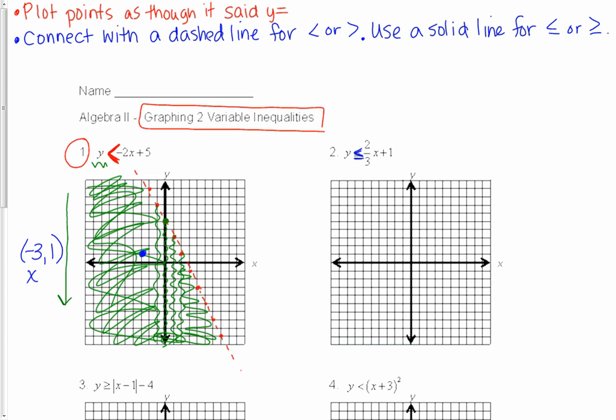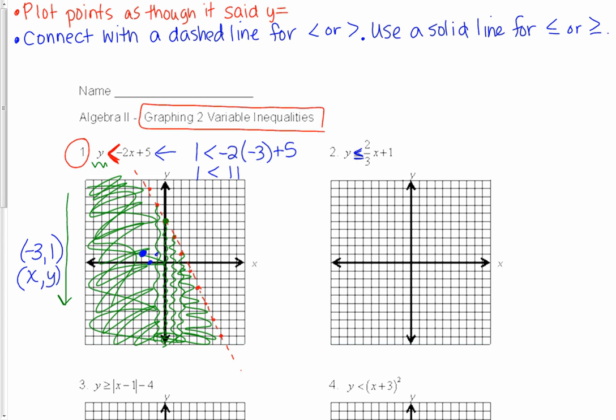So this is an xy ordered pair. If we went back up to our original problem and we plugged in a 1 for y, a negative 3 for x, and then we evaluated, is this a true statement? Is 1 less than the right side? Well, the right side would be negative 2 times negative 3, which is 6, plus 5, which is 11. So is 1 less than 11? Yes, it is. So I plotted that as a solution.